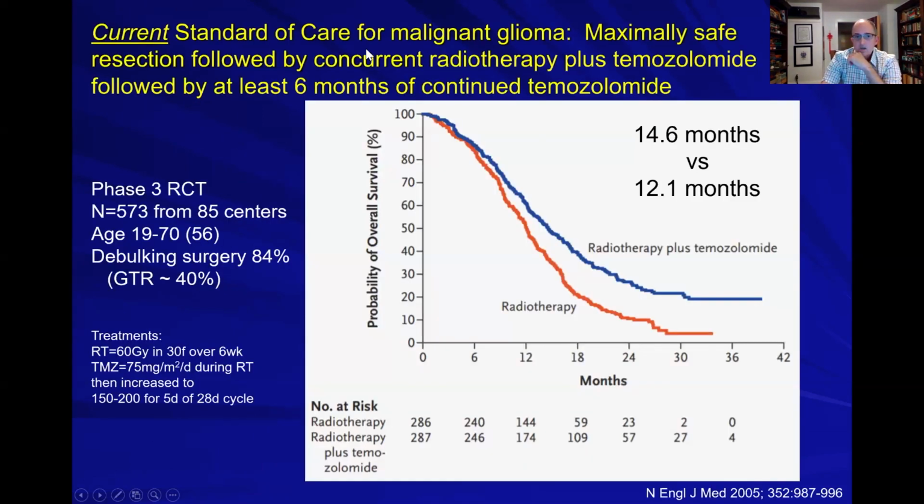So the standard of care for malignant gliomas was established really in 2005 by this work. And this refers to the Stupp paper. And so this is called the Stupp protocol. And the therapy is maximally safe resection, followed by concurrent radiotherapy plus temozolomide, followed by at least 6 months of continued temozolomide. So maximally safe resection, that's important to keep in mind. And then concurrent, of course, means given these two therapies at the same time.